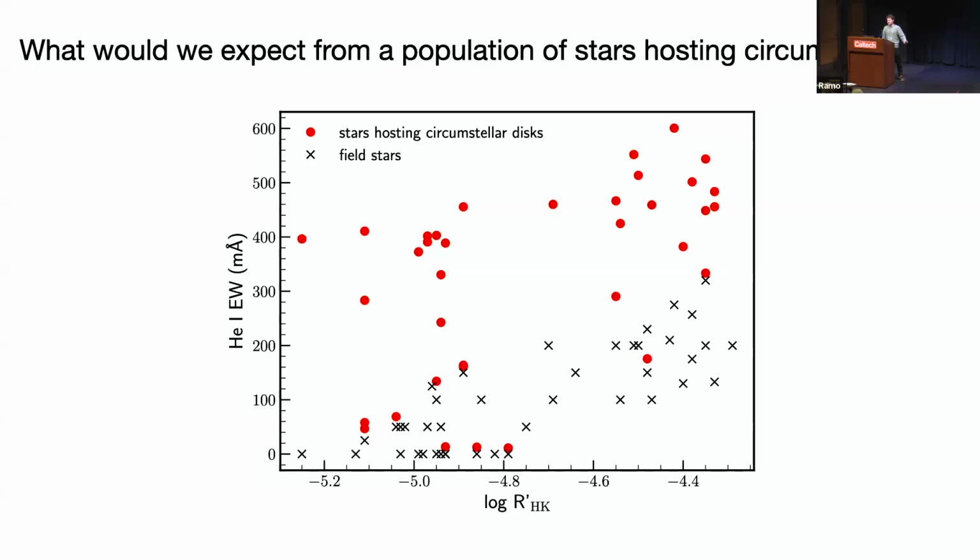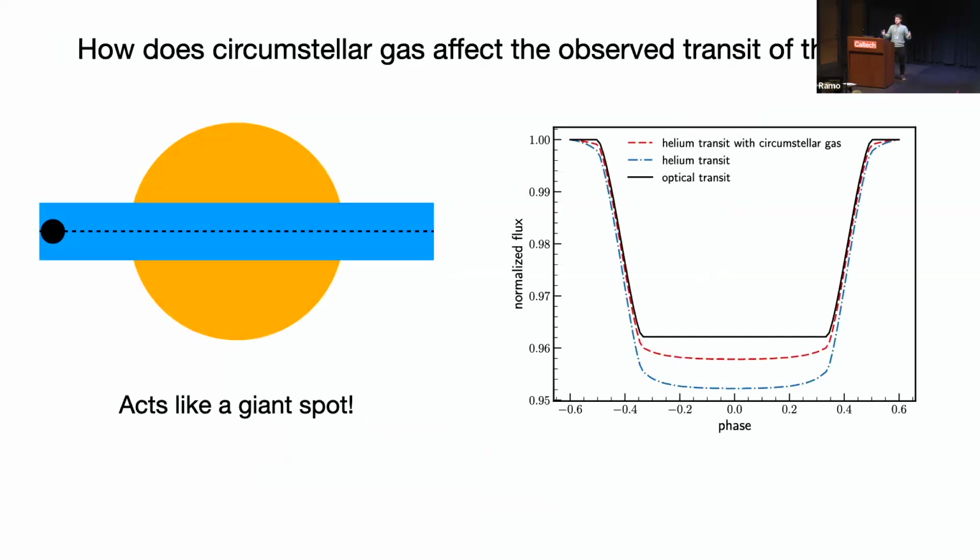But what you can see is now that the population lies pretty far off the field stars. So if we observe these hot Jupiter stars with both calcium and helium, we expect that if the circumstellar disks are the reason for these low log RHK, then this plot shows that the population should look different in this plane. Okay, so what about the transit?